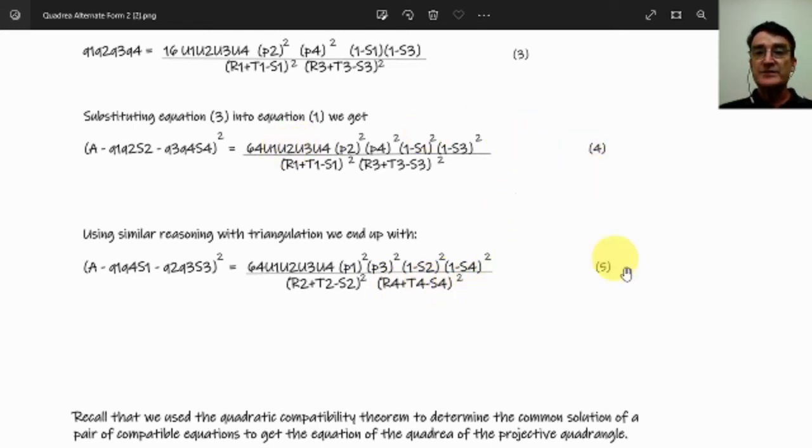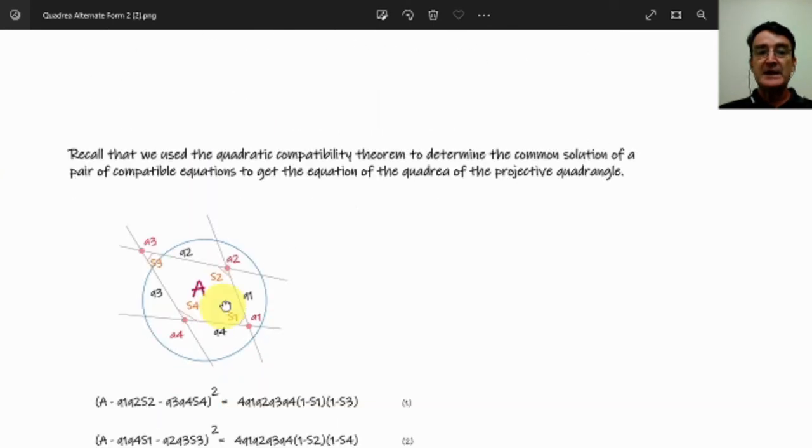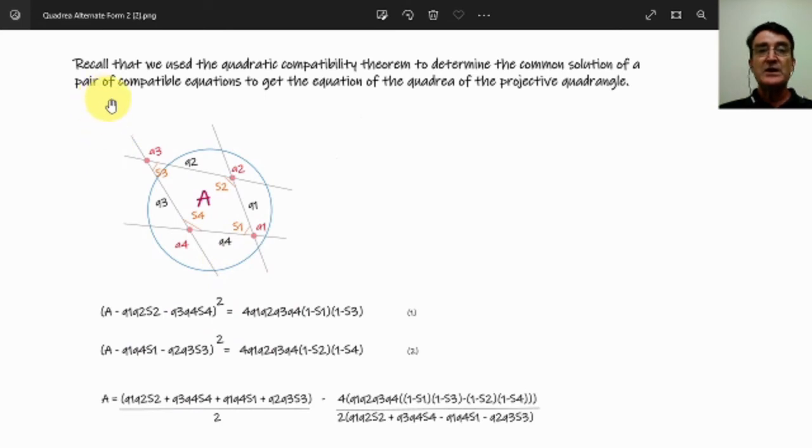So equations 4 and 5 are two quadratic equations in A. And you'll recall in a previous video we used the quadratic compatibility theorem to determine the common solution of a pair of compatible quadratic equations to get the equation for the quadria of a projective quadrangle. So here we are in Universal Hyperbolic Geometry. We have a projective quadrangle A1, A2, A3, A4. This is the null circle. The blue circle is the null circle, and the quantity A for the projective quadrangle is represented here.